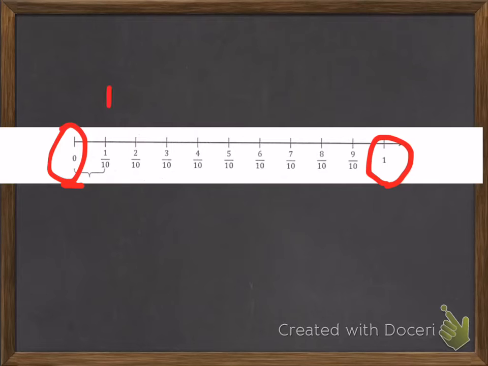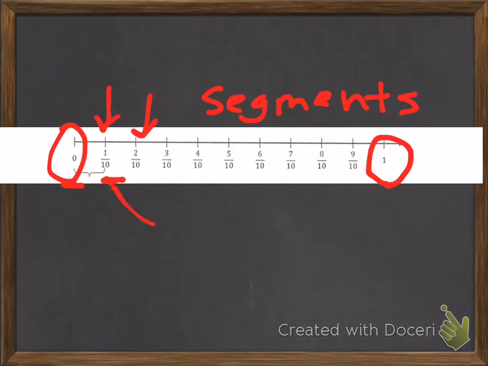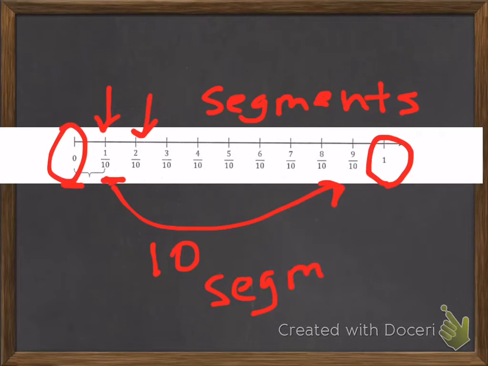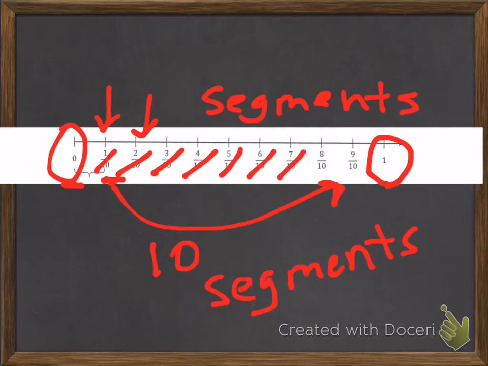In between these spaces here, they are called segments. They might ask you the measurement of each segment. So from 0 to 1, how do we come up with the segment 1 out of 10? Well, 10 means that there are 10 segments from 0 to 1. So if we count 1, 2, 3, 4, 5, 6, 7, 8, 9, and then 10 makes that whole number.